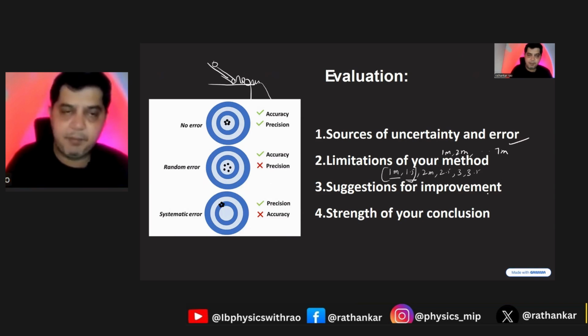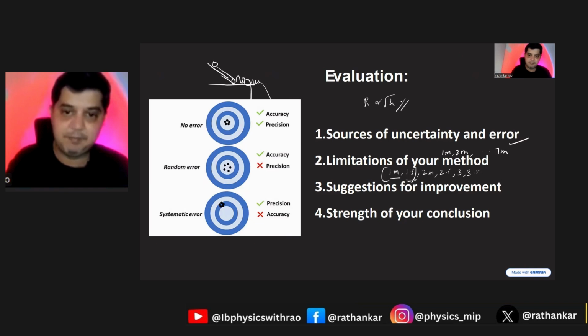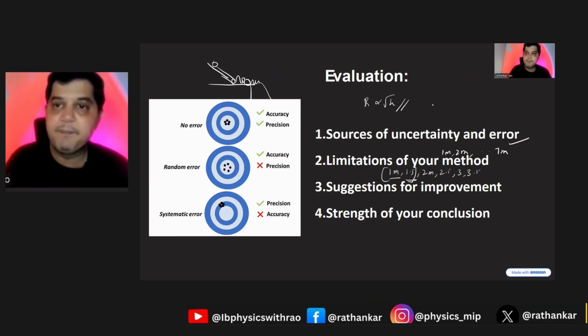Then suggestions for improvement. What is it that you want to suggest? How do you improve this particular experiment? So look into that. And strength of your conclusion. Though you had so many problems, still you observe that this R is proportional to root H, then definitely you've done a wonderful job. And you can say, okay, with a simple experiment, I was able to do something like this. Okay, and maybe by plotting a graph of R versus H, you would be able to find, okay, see what is it?